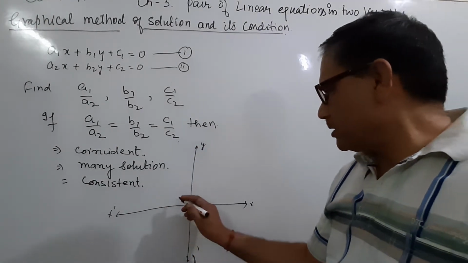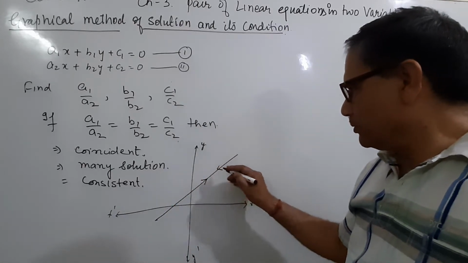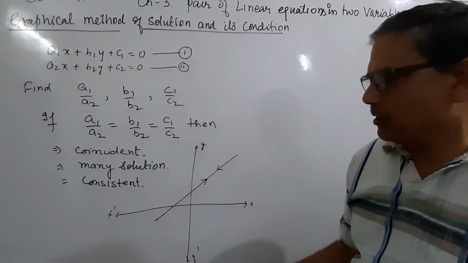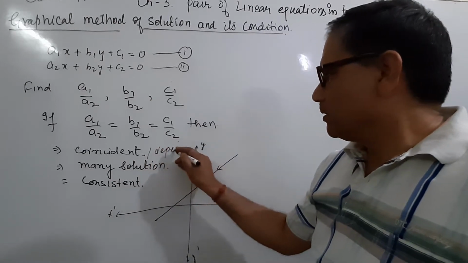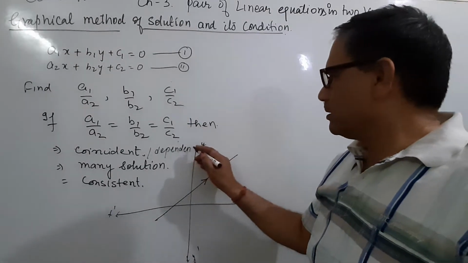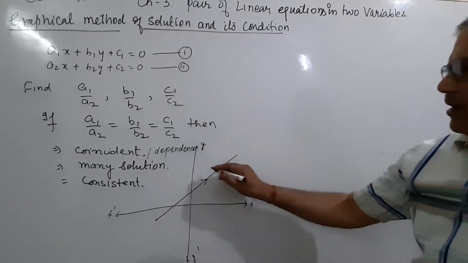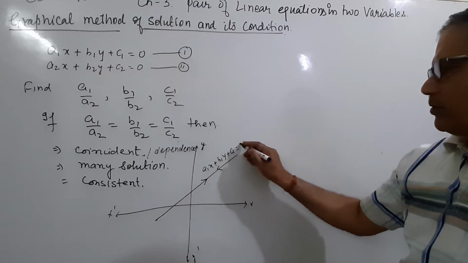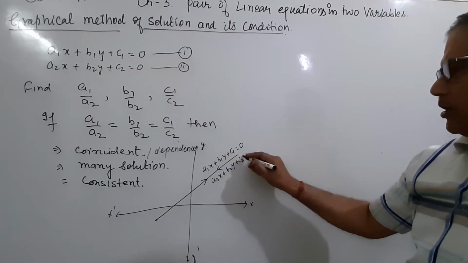This line 1 and 2 will cover each other, overlap each other, meaning coincident, and we can say dependent also. We can say dependent on each other. Many solutions, and this is consistent. The equations are a1x plus b1y plus c1 equals 0, a2x plus b2y plus c2 equals 0.